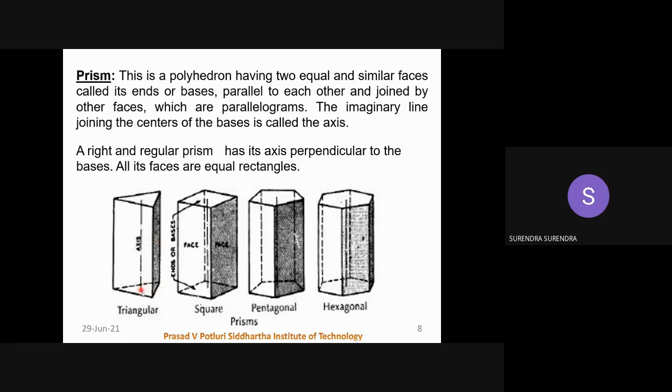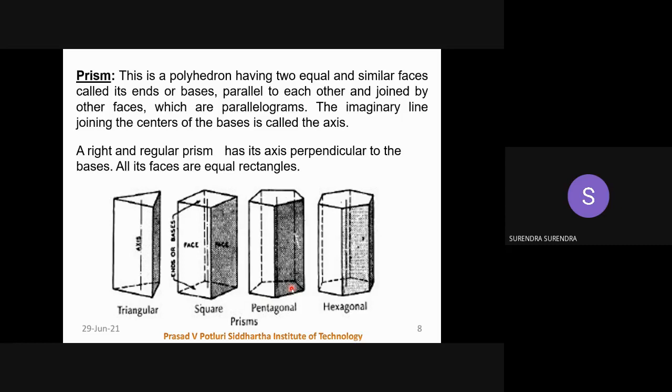Depending on the shape of the base, it is named accordingly. If the base is a square, it is a square prism. If the base is a triangle, it is a triangular prism. If the base is a pentagon, it is a pentagonal prism. If the base is a hexagon, it is a hexagonal prism.